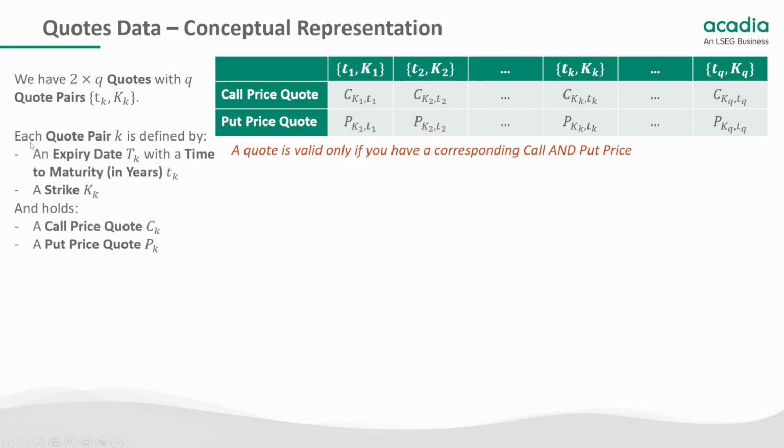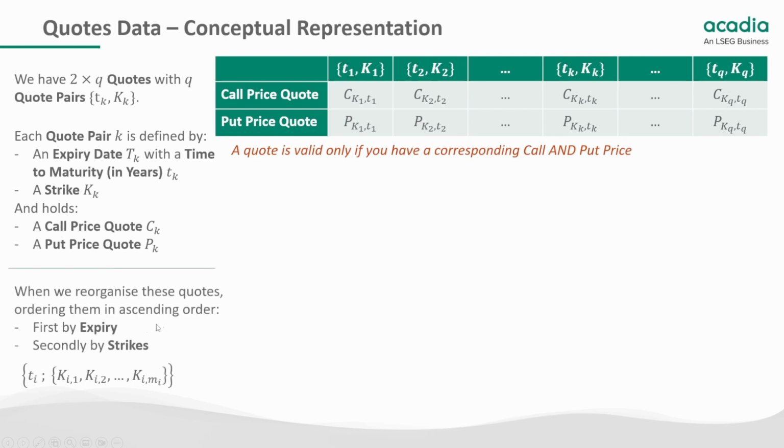A quote is valid only if you have a corresponding call and put price. This means that if for a given quote couple, expiry and strike, we only have a call price and not a put price, or oppositely, only a put price and not a call price, the quote won't be used, because we simply cannot use the call-put parity equation to imply the forward price.